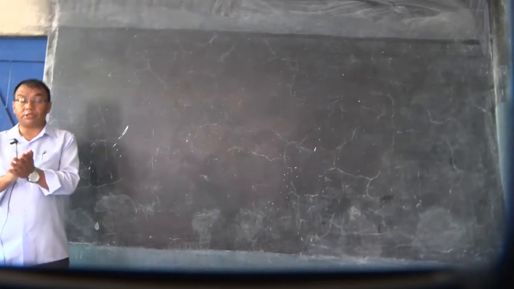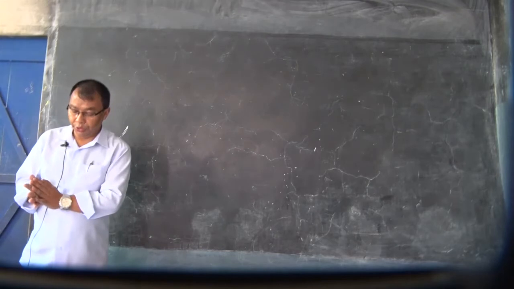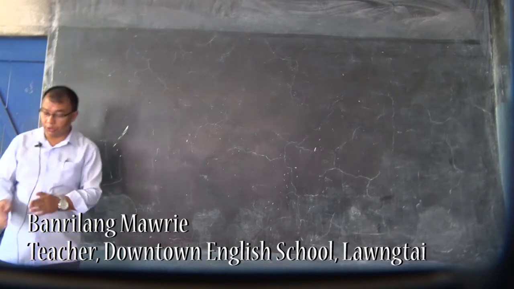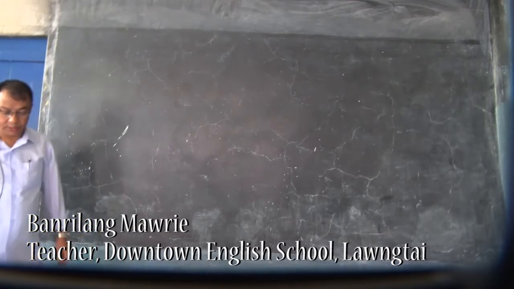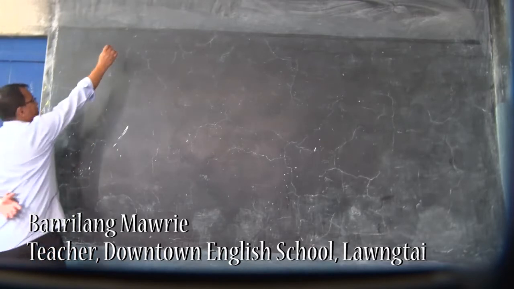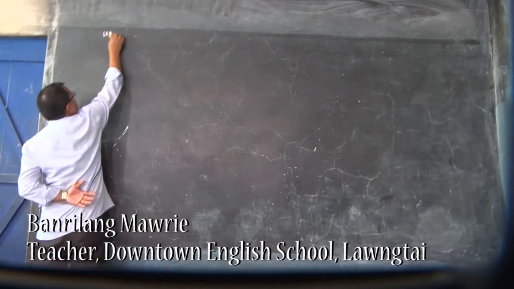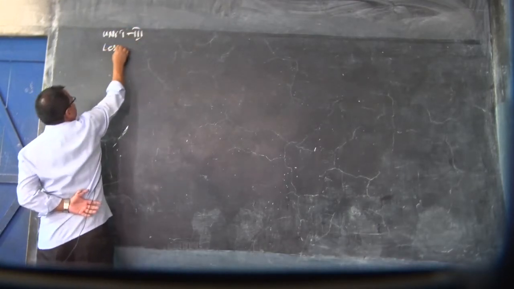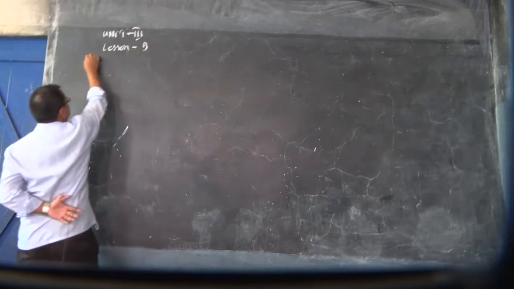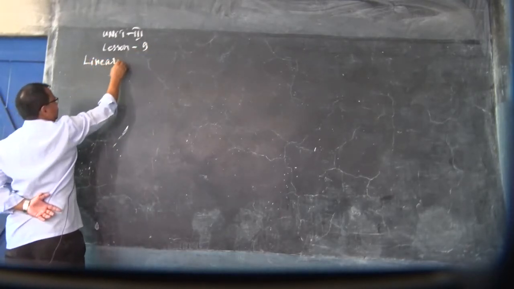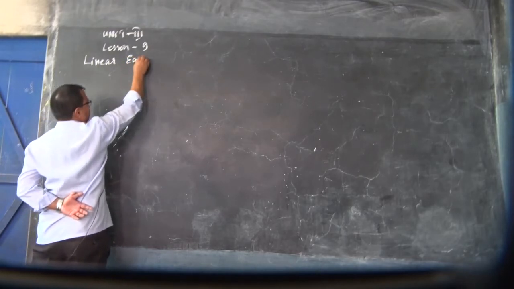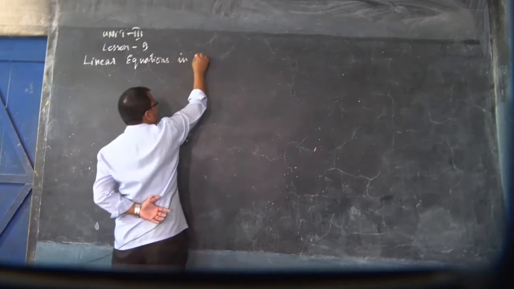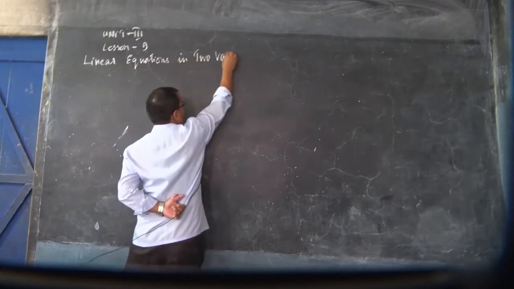We shall go with Mathematics Class 9 from Unit 3, Lesson 9, based on linear equations in two variables. I shall give the points here. Unit 3, Lesson 9, linear equations in two variables.